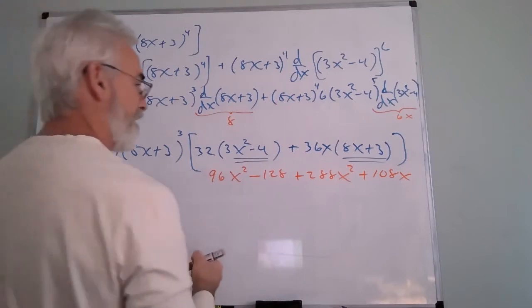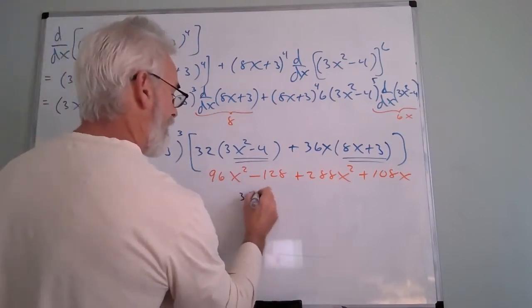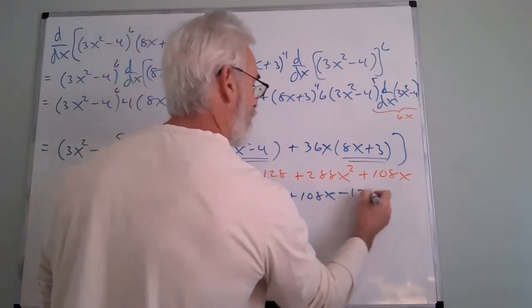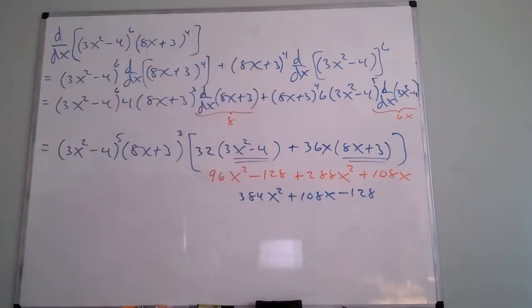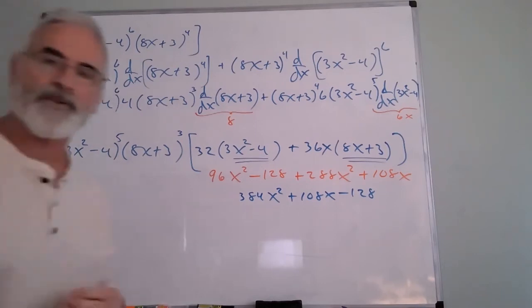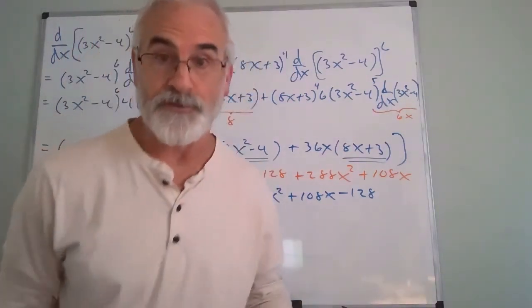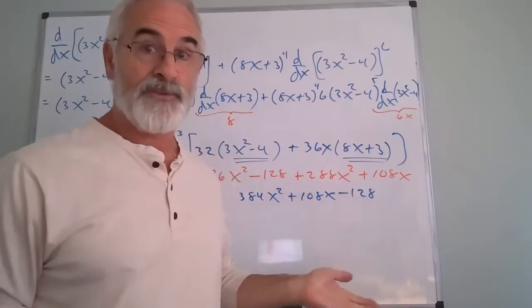Put all that together, that gives me 384x squared plus 108x minus 128. Yikes. Now, is that factorable? Well, I know there's a constant in there that's factorable, but what about the quadratic? And here's the thing. This quadratic will have 2 solutions. There's no question I'm going to get 2 solutions.